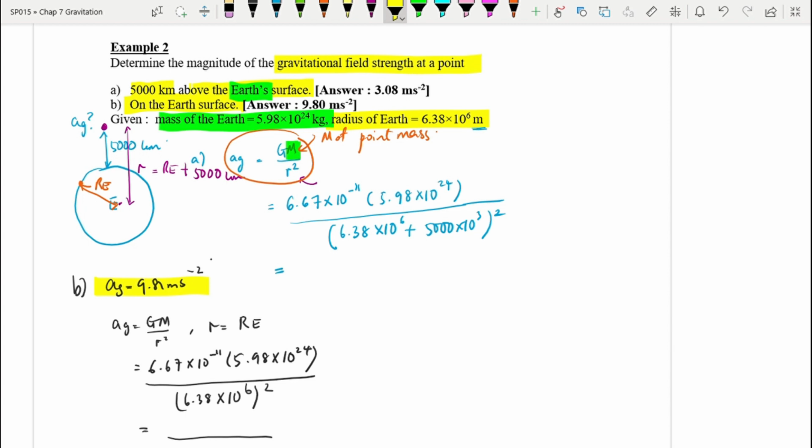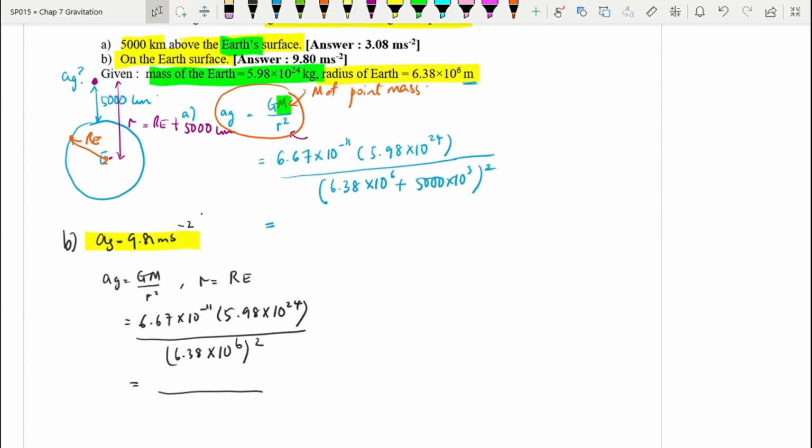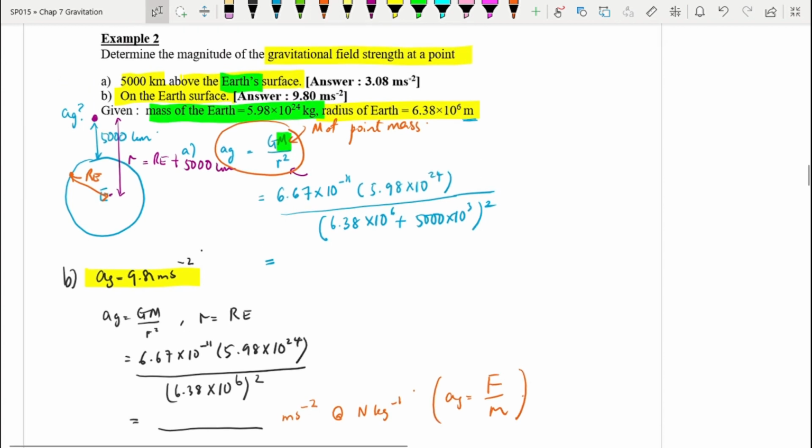Okay, so unit untuk AG, obviously kita boleh dapat 2 unit. Kita boleh gunakan 2 unit, sama ada ms negative 2, which is gravitational acceleration, ataupun Newton per kg, daripada definition of AG equals to force per unit mass. Okay, so boleh juga guna unit Newton per kg. Okay, so tengok pada jawapan dekat sini, dia bagi 9.80, which is almost the same lah as 9.81. Tapi apa pun kira balik.